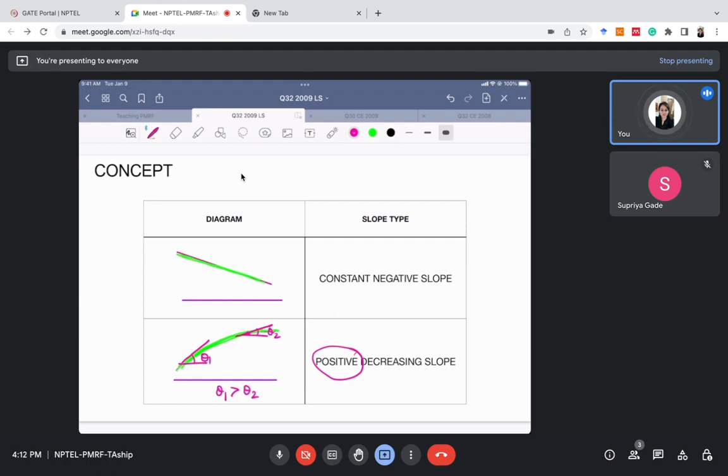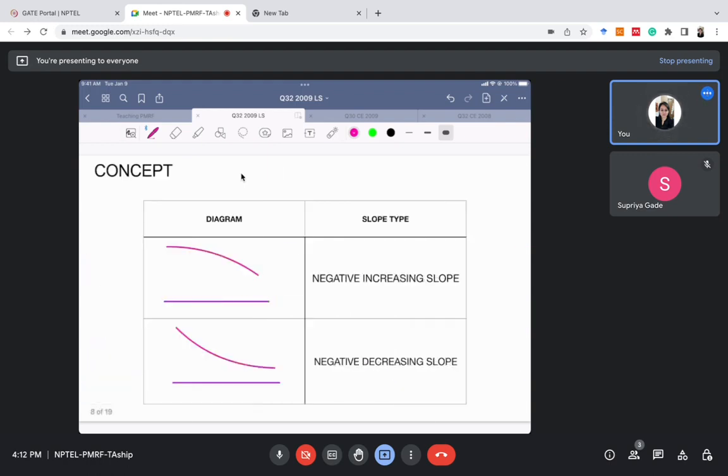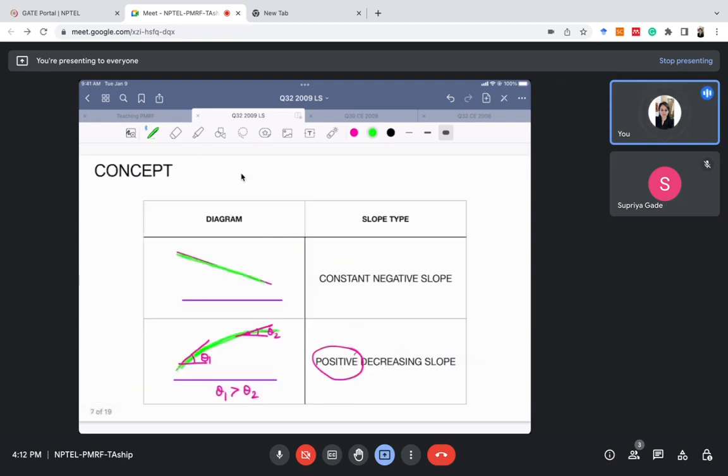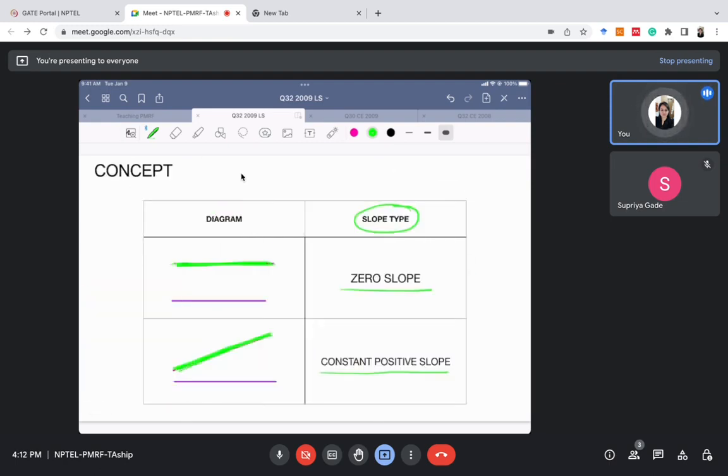Okay, so it's a positive decreasing slope. Then negative increasing slope, it is going downwards, so it's a negative decreasing slope, and the slope is constantly decreasing. And finally it is a negative decreasing slope. Here it is a negative decreasing slope. So these slope types you should note down, because they will also be helpful in drawing the SFD and BMD.